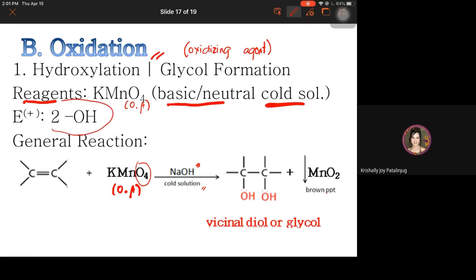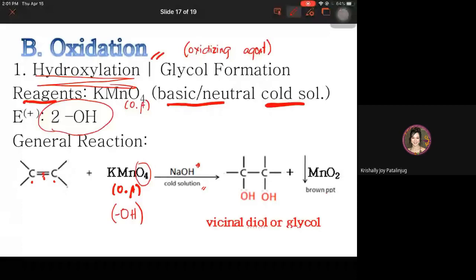Particularly, the electrophile that will be added, since this is hydroxylation, is OH. Okay? Upon breaking the pi bond, OH is added to each double bond carbon. So that's all you need to take note of for the hydroxylation reaction. Okay? If you see the reagent potassium permanganate in the reaction, plus the solution is cold and the environment is basic, then upon breaking the pi bond, OH is added. That is hydroxylation.